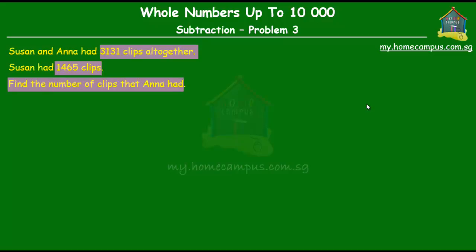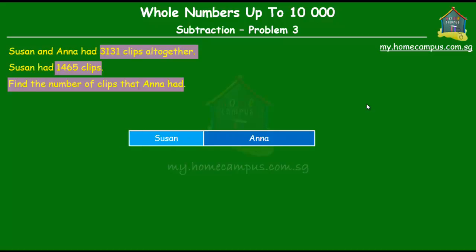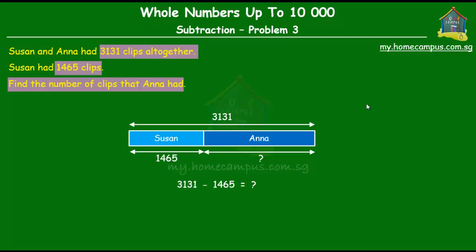Okay, now let's use a model diagram to understand the question. So Susan had some clips and so did Anna. And altogether they had 3,131 clips. Now out of these 3,131 clips, Susan had 1,465 clips. And the difference between the two will give us the number of clips that Anna had.